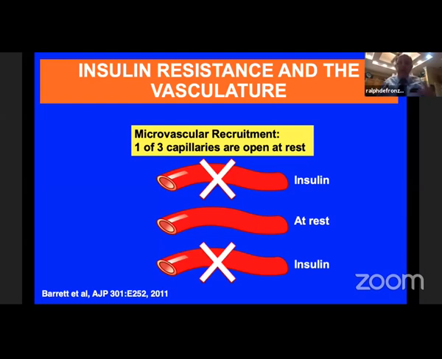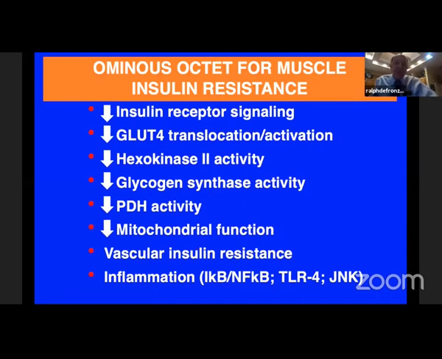So there's vascular smooth muscle resistance in terms of generating nitric oxide. There's also vascular smooth muscle resistance in terms of opening these capillary beds. That's going to be less perfusion of the muscle, which is going to contribute further to the insulin resistance. So what we have now is an ominous octet for muscle insulin resistance.